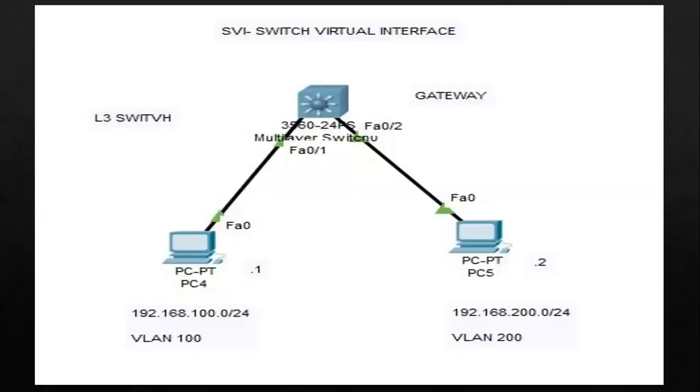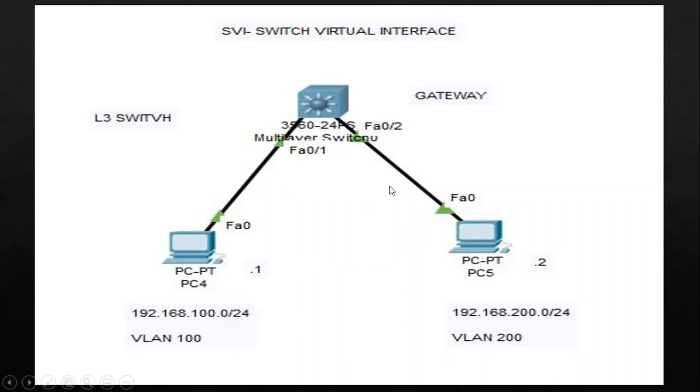This is the next method, the second method, that is SVI, switch virtual interface. This is also something we are going to configure in Packet Tracer. Before that, you can see this is a screenshot of that lab that we are going to do. Here we have a multi-layer switch, a layer 3 switch. Okay, there's a typo, it's okay. So there is a gateway. The gateway is this layer 3 switch itself. Again, here we have two PCs. One PC is in VLAN 100 and the other one is in VLAN 200.